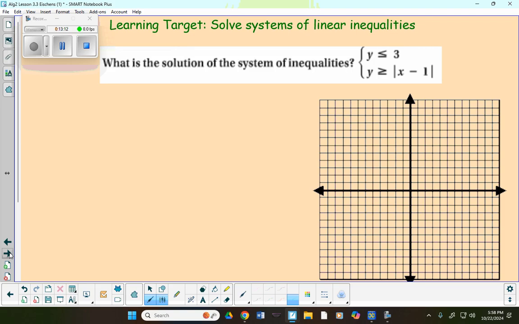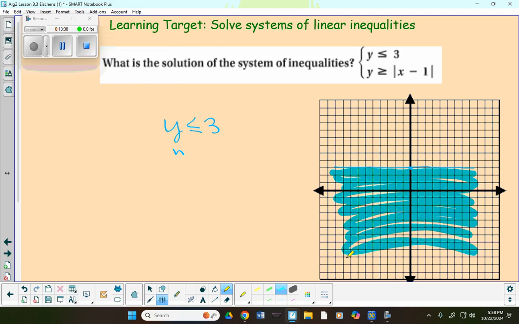Okay, lastly, what is the solution of the system of inequalities? y is less than or equal to 3. Well, remember that is a horizontal line. So on the y-axis, we go to 3, and we're going to draw a horizontal line, and it's solid. It's not dotted. And it says y is less than. And then the next one, we have y is greater than or equal to.